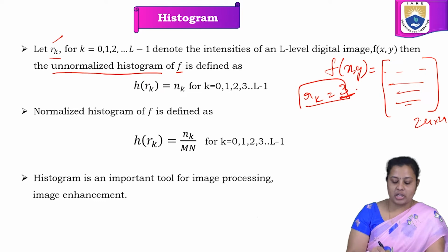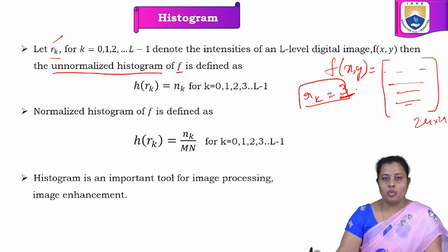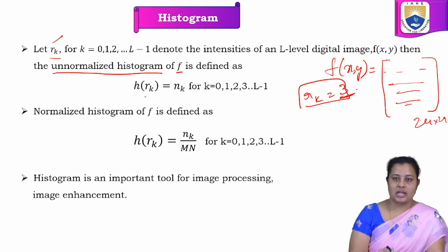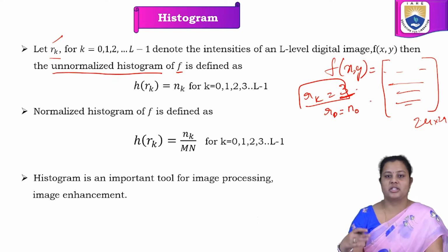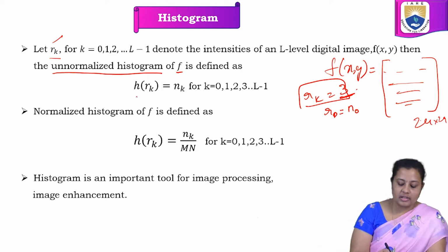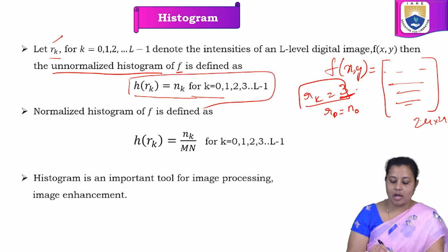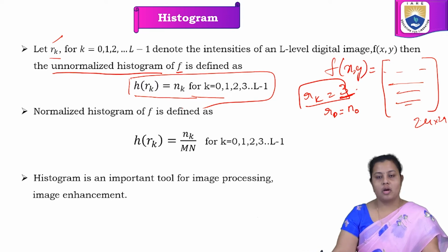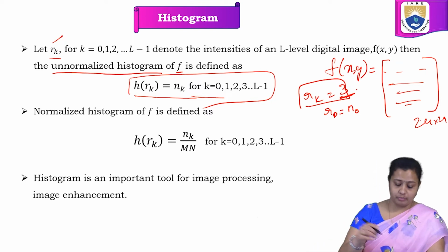So I'm counting each and every intensity value and saying what the count is. If I say r_0, where k is equal to 0, then I'm counting how many pixels have intensity value 0. Like that, this is my generalized equation by which I can represent my unnormalized histogram. So the unnormalized histogram is basically the count of the number of pixels having the same intensity value.